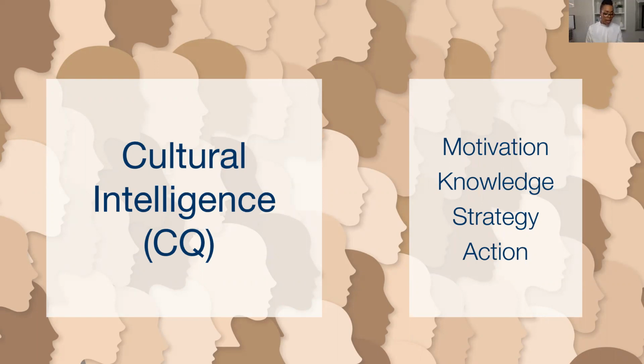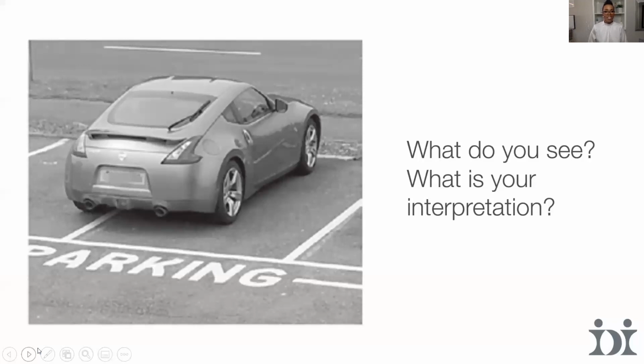So with that being said, let's take a look at another quick exercise. I'm not sure if any of you have seen this picture before, but it's kind of fun. So get your fingers ready again. Tell me, what do you see? And in the same breath, what do you think is happening in this picture? You see a very fancy car. What is your interpretation of what's going on in this picture?